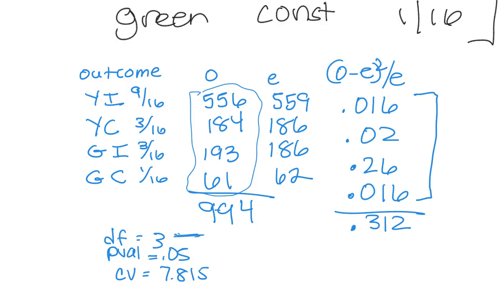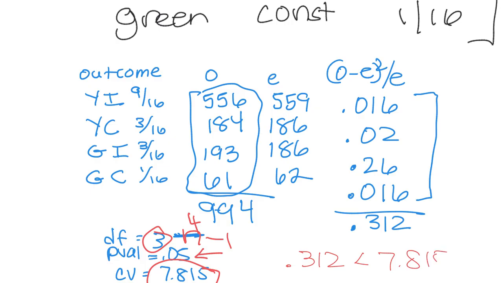So we have 3 degrees of freedom. Remember that this is n minus 1. We have 4 outcomes. So 4 minus 1 would be 3. We always use a 0.05 p-value for 95% confidence, and our critical value is 7.815. Obviously, 0.312 is quite a bit lower than 7.815.